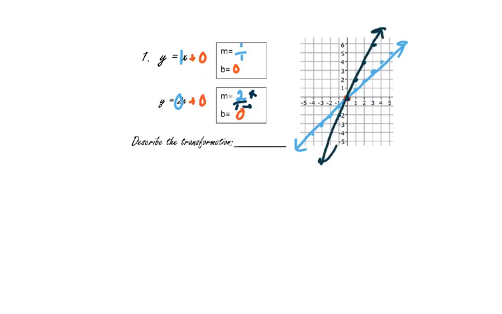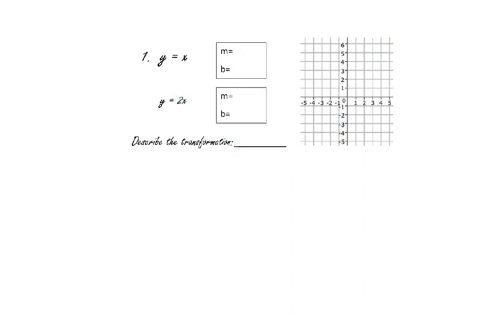So in this graph, the y-intercept didn't change, but it became steeper. Another word for steeper is that it's stretched. It's called a vertical stretch. It became taller or steeper. So if my slope gets bigger, then my line gets steeper. If this was a hill, this would be a really steep hill. Let's try another one.